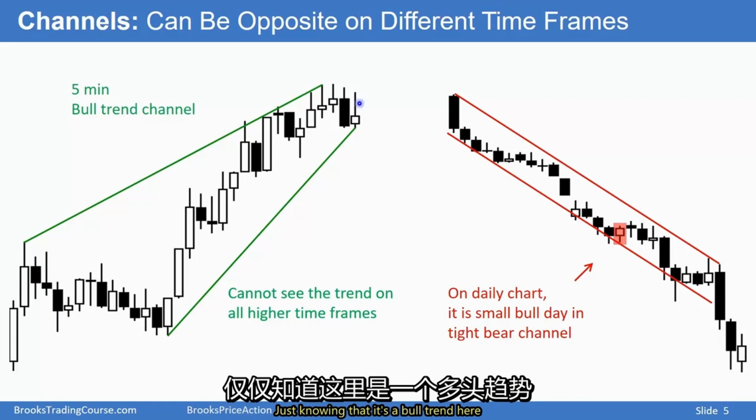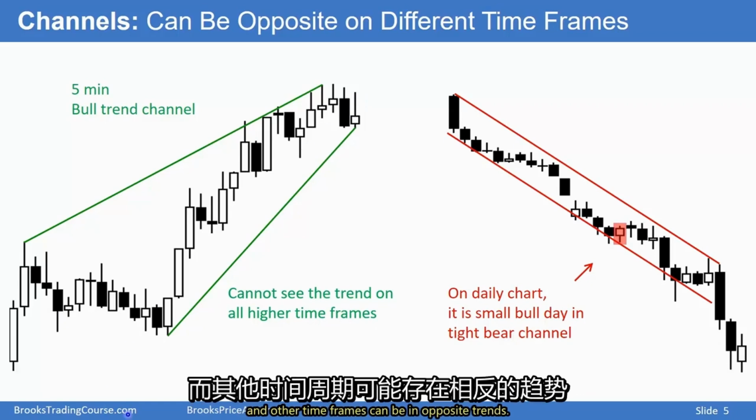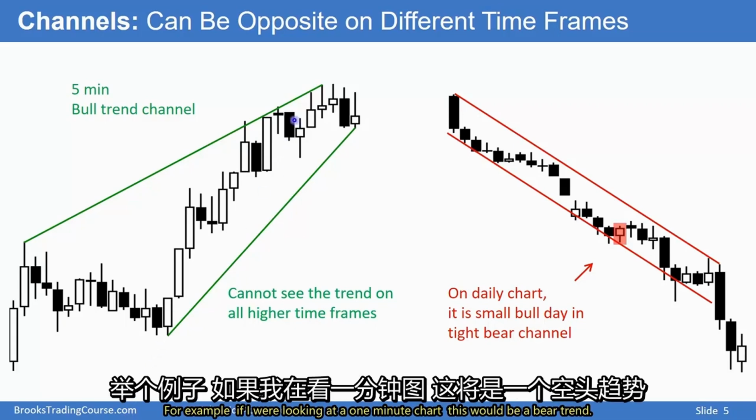Just knowing that it's a bull trend here does not tell you anything about other time frames, and other time frames can be in opposite trends. For example, if I were looking at a 1-minute chart, this would be a bear trend.